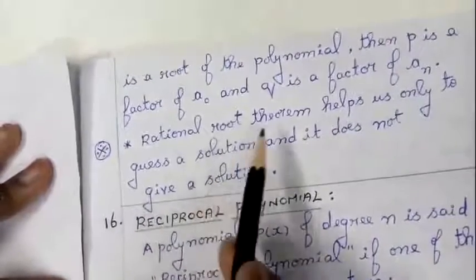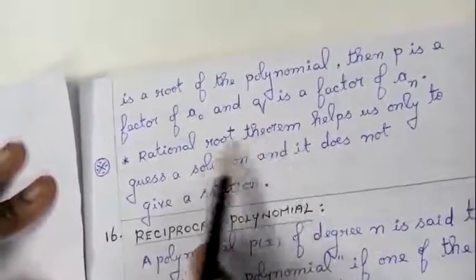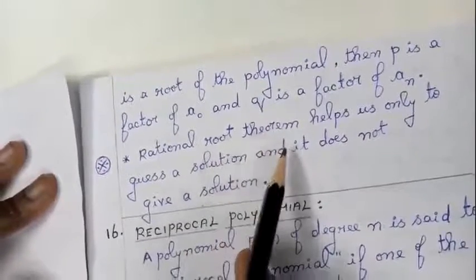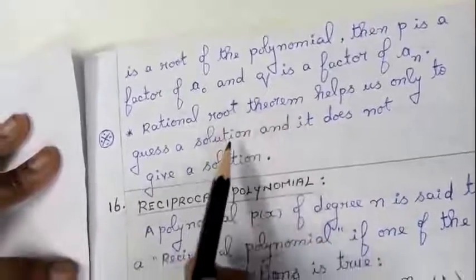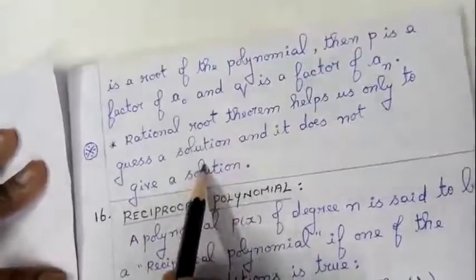So the rational root theorem concept, they have given you for just one or two sums. We are going to apply it and guess the answer. We are not going to get the solution exactly. We are going to guess the solution.